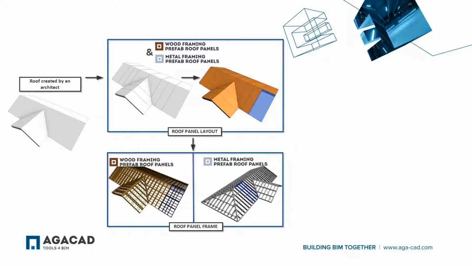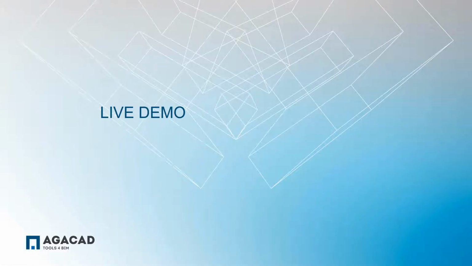So the workflow would be like this. Roof panel frames prefabricated roof panels. Roof panel layout automates panel layout planning for an architectural roof based on predefined rules. The software draws symbolic lines that indicate the shape and location of future panels, and then it creates actual Revit roof panels that can be framed using either wood framing, prefab roof panels, or metal framing, prefab roof panels, roof panel frame software. Okay, now we can go ahead and start the live demo.